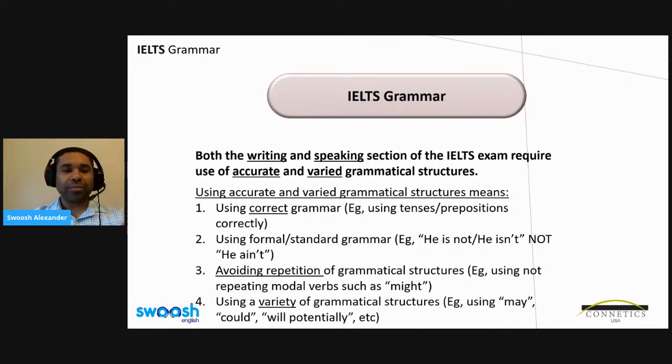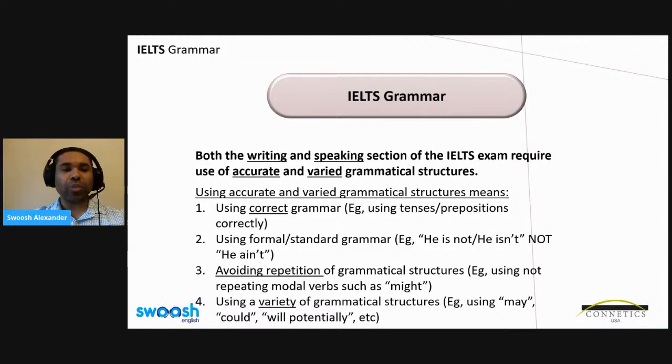Looking at variety, one key in terms of using variety in our grammar is that we avoid repetition. So if we keep on using the same grammatical structures, then we will not be showing a range or a variety in our grammar for both speaking and writing. So, take the use of modal verbs like might. He might do this, this might happen, they might think this, but we should use variety and not just keep repeating the same words.